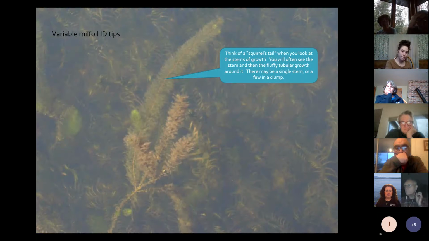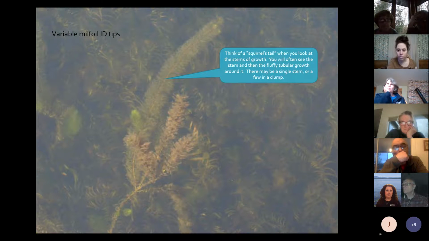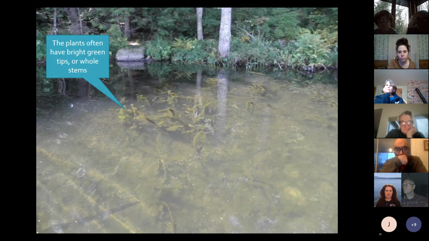And just going through a couple pictures, this is variable milfoil in the foreground, starting to colonize in a new patch. And then you can see once it starts to settle, new stems come up, and then from there it just grows very quickly. So that's a couple images of what it looks like in the water column.